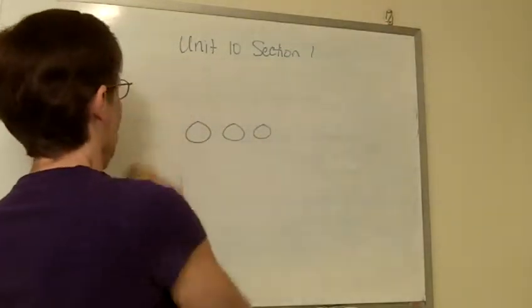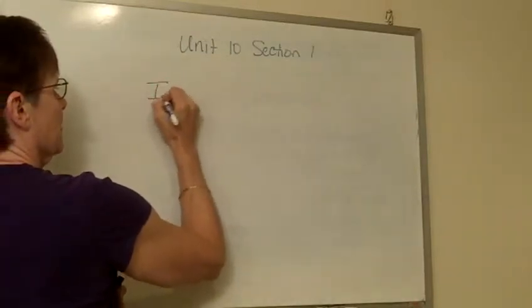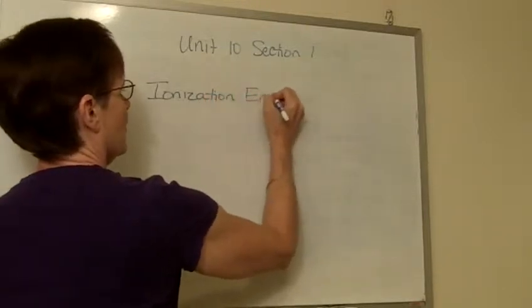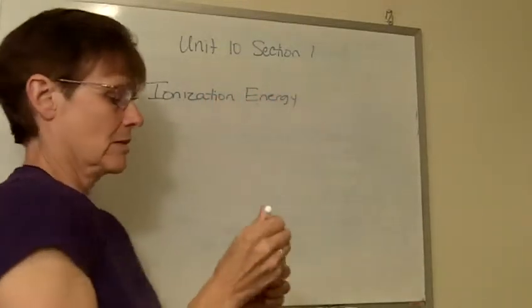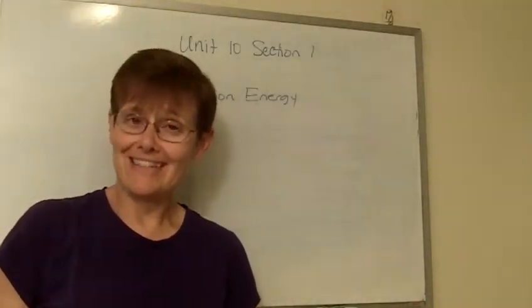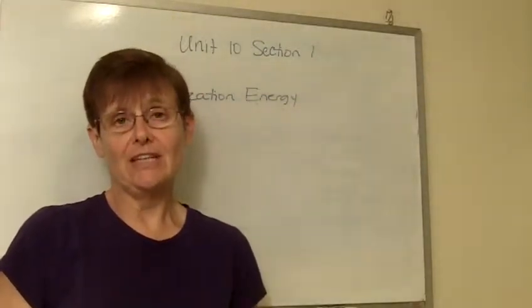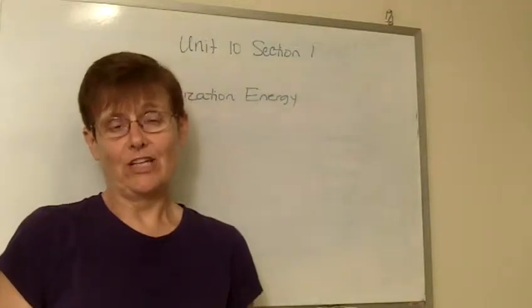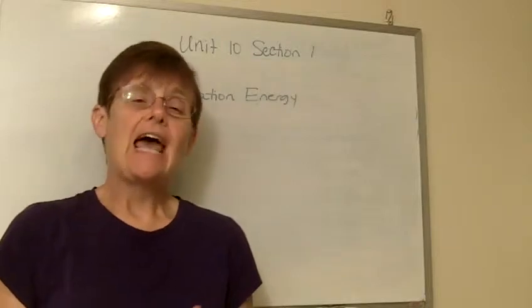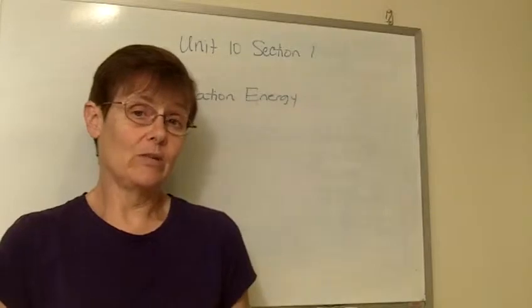Now let's talk about the trend for ionization energy. I did not define atomic radius because I'm pretty sure you know what a radius is. But ionization energy we need to define. It's the amount of energy needed to remove an electron. And this tells us something about how reactive the element is going to be.